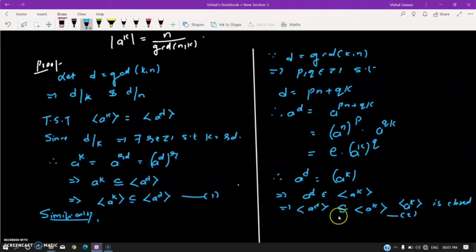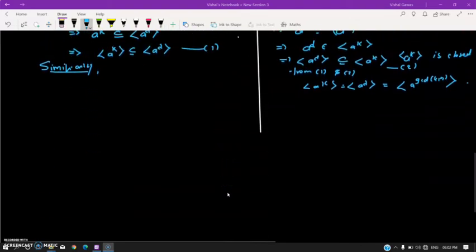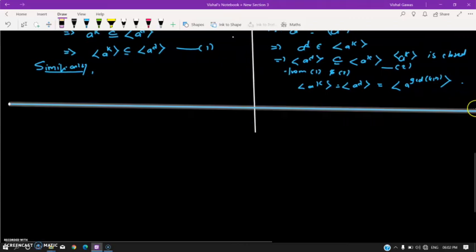So this is 2. So from 1 and 2, what we get is that the subgroup generated by A raised to K is nothing but the subgroup generated by A raised to GCD of K and N, right? That's the first part. Let's look at the second part. How do we go about the second part? The second part can also be done along similar lines.